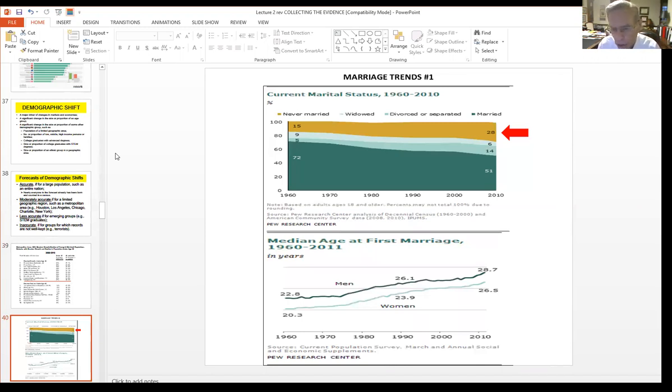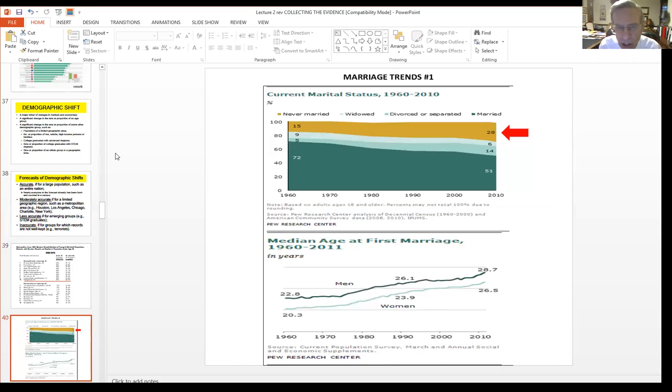What you see in the top chart in the brown shaded area is the proportion, and these are changes between 1960 and 2010. 50-year changes, long-term changes, but these trends are still ongoing. The top brown bar or shaded area is the portion of the population that has never been married.